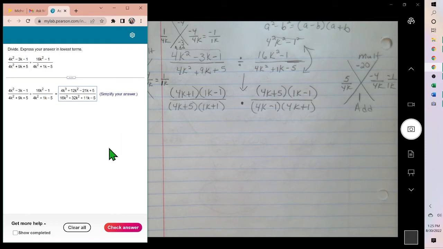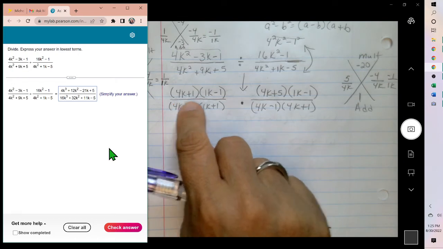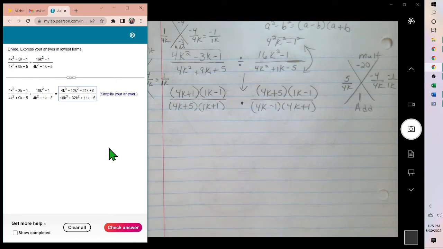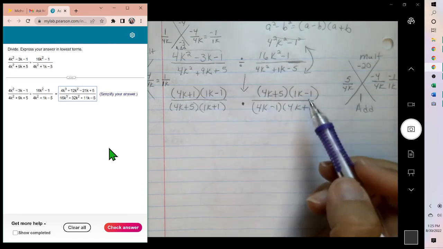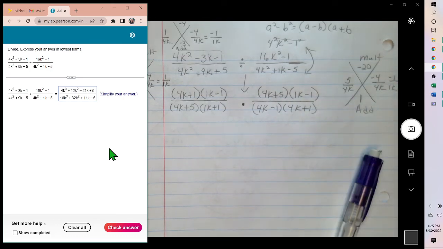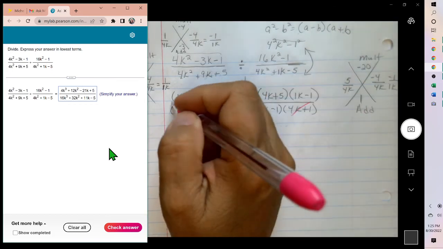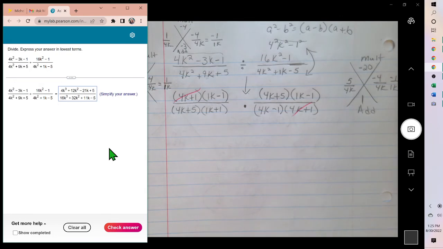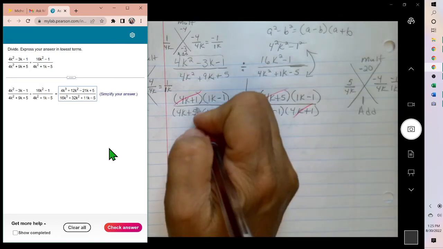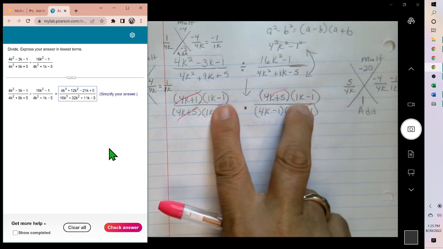So first you had to factor everything. Now when you're canceling, because this is multiplication, you can cancel, but you can only cancel one from the top and one from the bottom. If they're both on the top, they cannot be canceled. And so we can cancel this 4k plus 1 with this 4k plus 1. And then we have a 4k plus 5 and a 4k plus 5. These two k minus 1s are both on the top, so you can't cancel them.